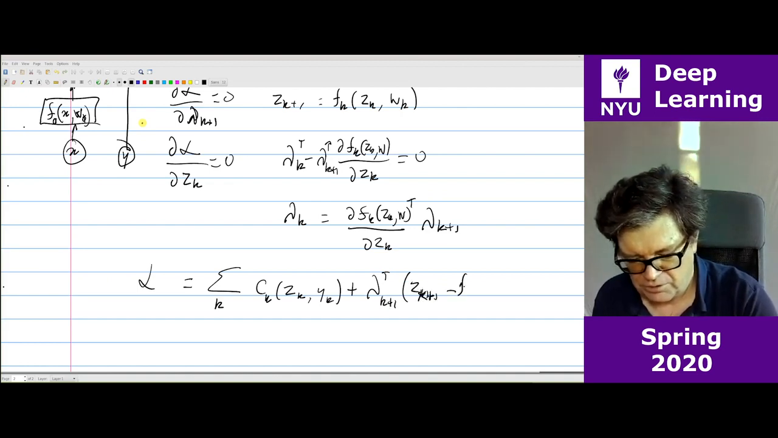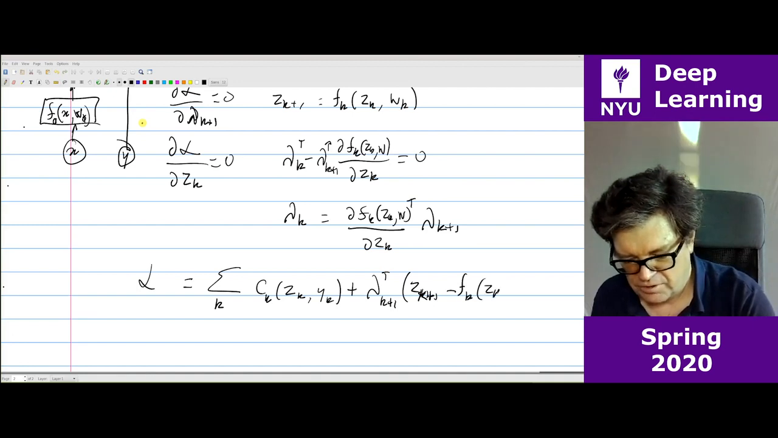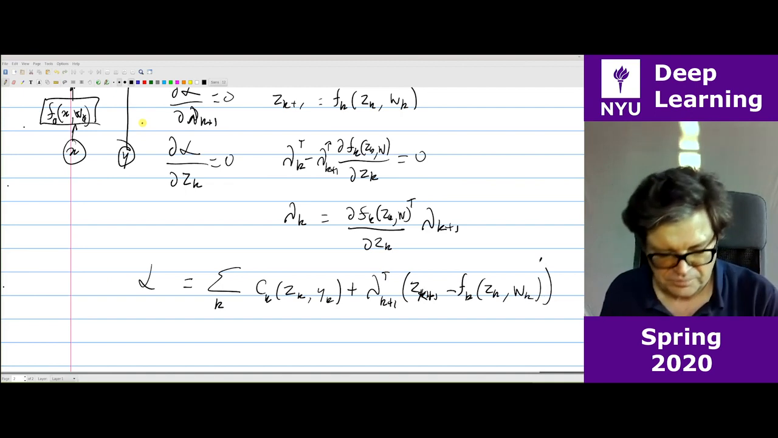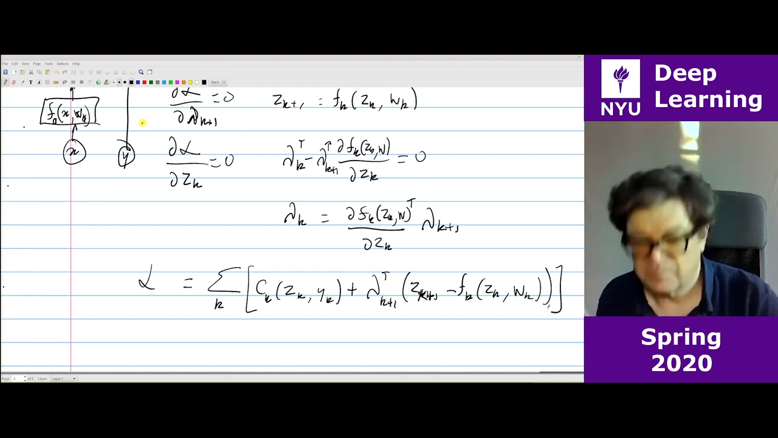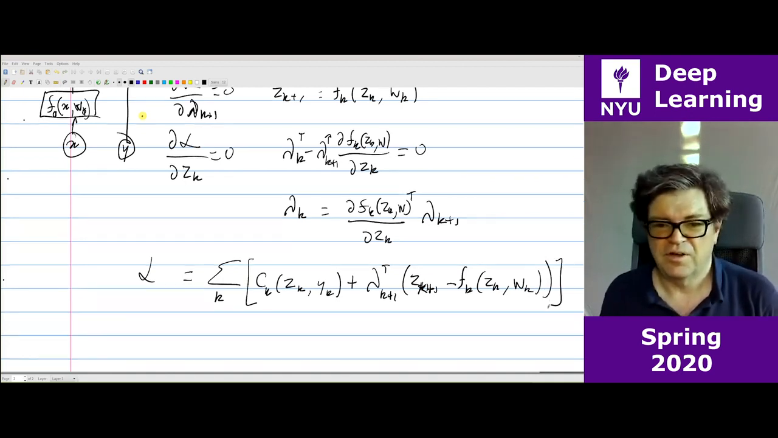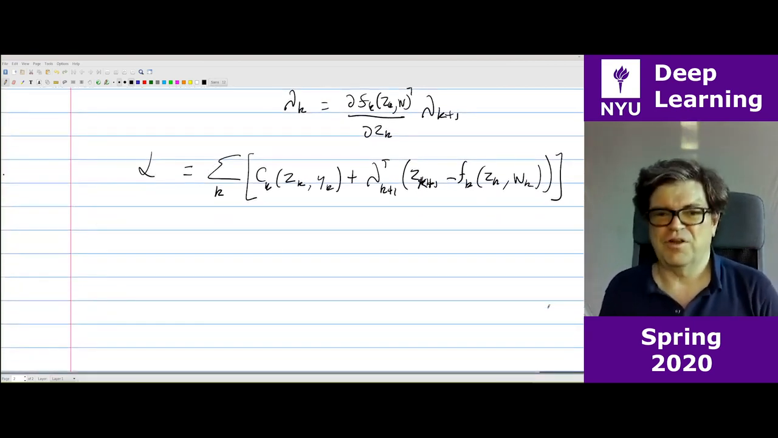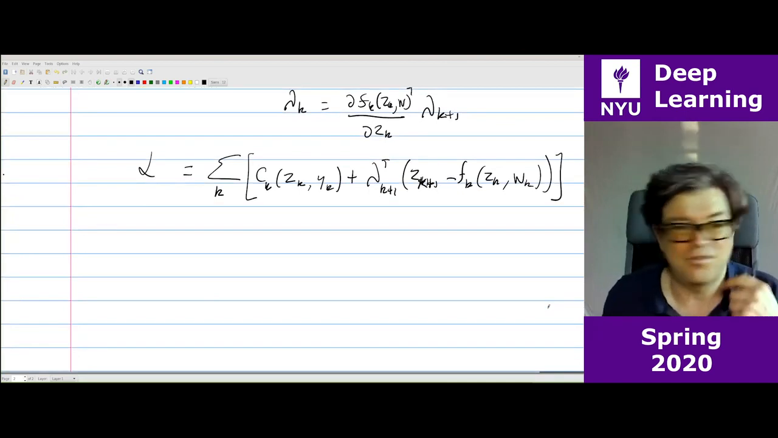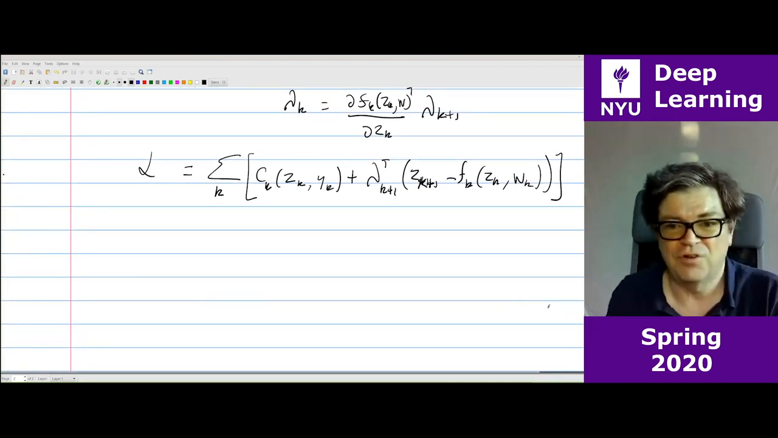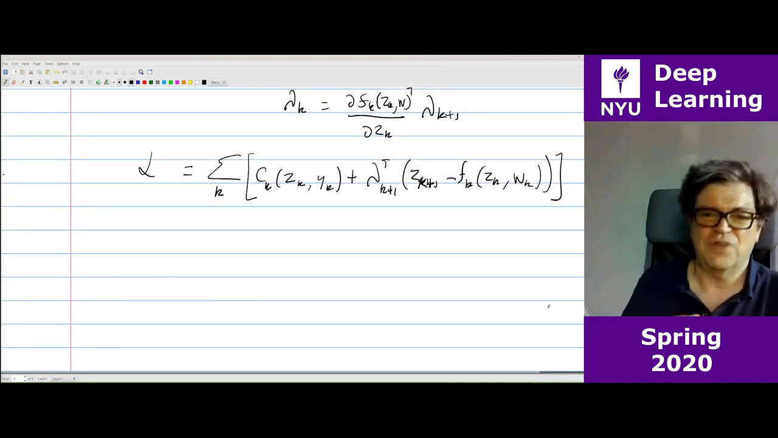K plus Y minus FK of ZK WK. Okay, and the sum takes place over all things. When you look at the Lagrangian formulation of classical mechanics, that's basically the way they're expressed. The first term is the energy and the second term are the constraints.